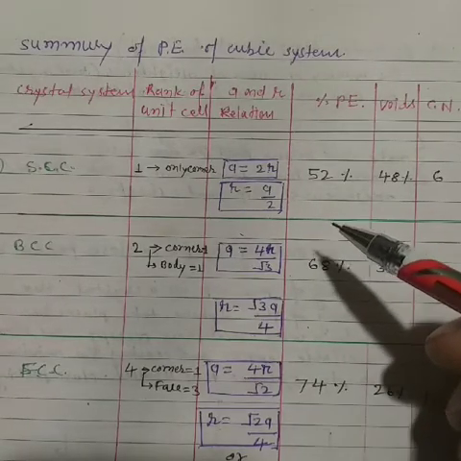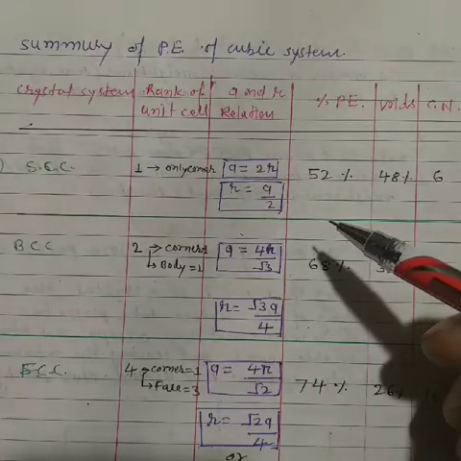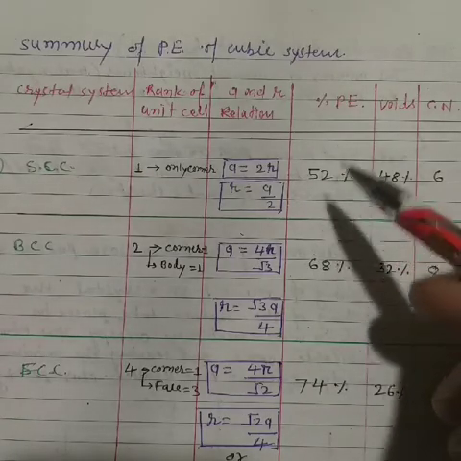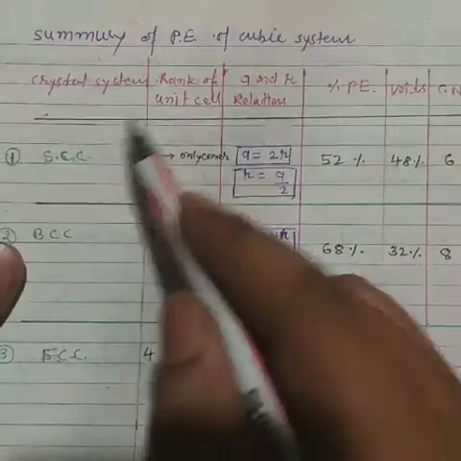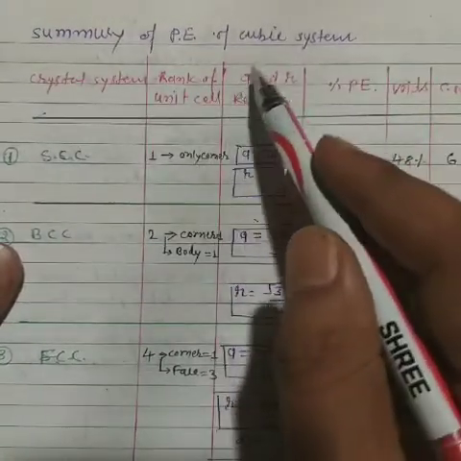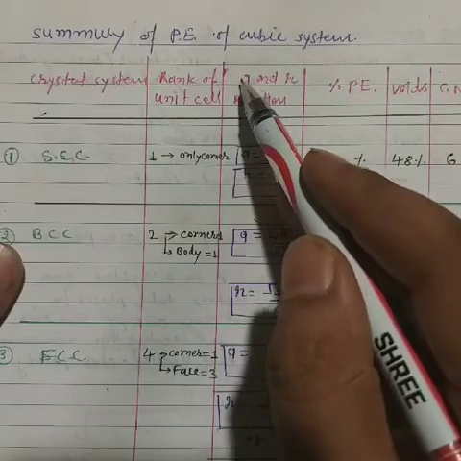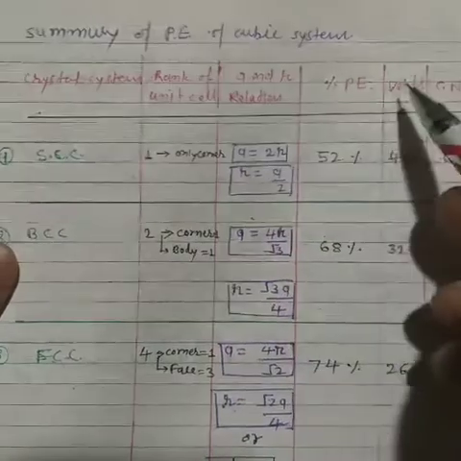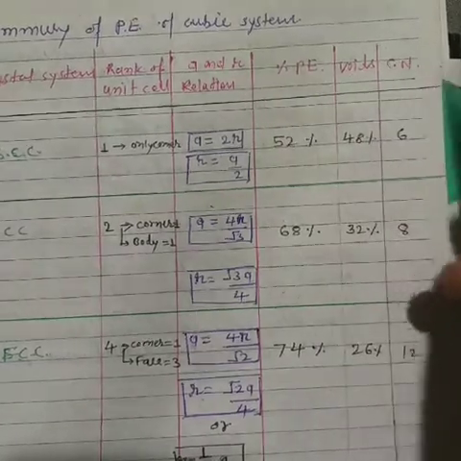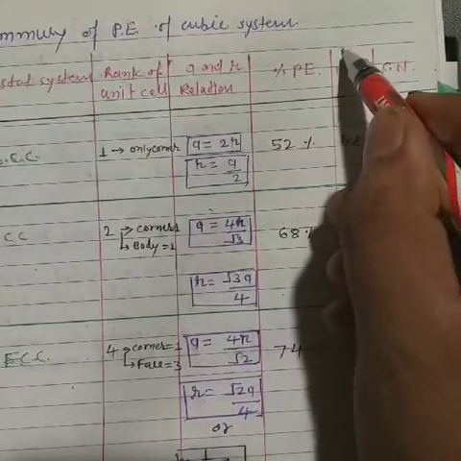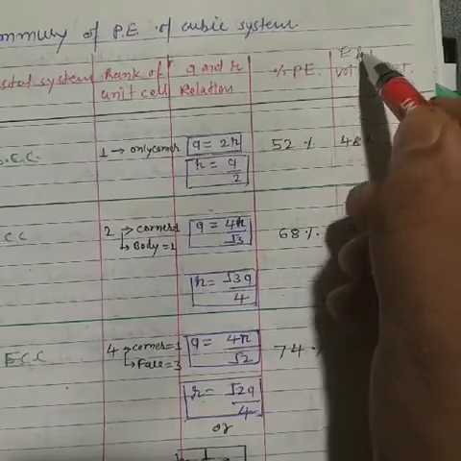About 30% of solid state chemistry is completed in this video. So let's see now. First of all, crystal system, rank of unit cell, relations between radius of atom and edge length, packing efficiency, voids or empty space, coordination number.